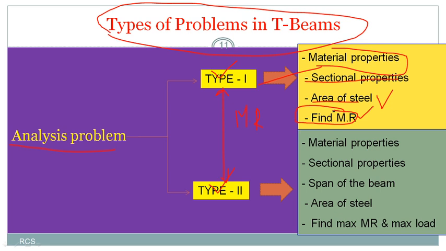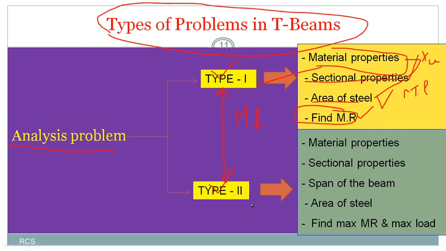So how to calculate the moment of resistance here? Based on this, we first have to calculate what Xu is, and Xu depends upon your Ast, sectional property and material property. After knowing this Xu, we have to calculate the moment of resistance with respect to compression or tension. So this is a type 1 problem.